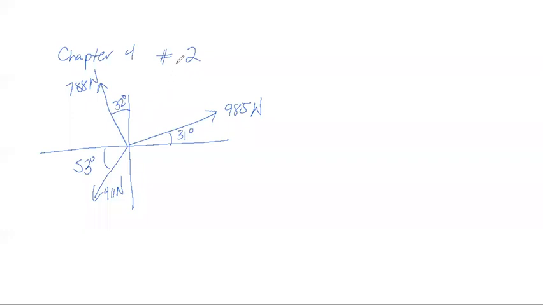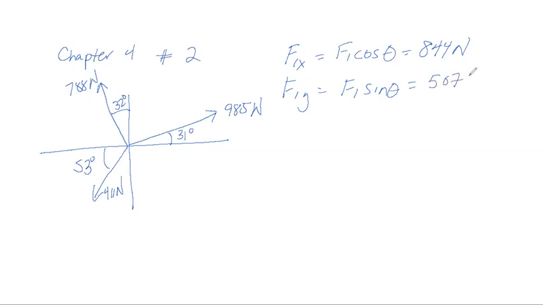Okay, force 1, F1x equals F1 cos theta equals 985 cos 31. So that's 844 newtons. F1y equals F1 sine theta, and that's going to be 507 newtons.